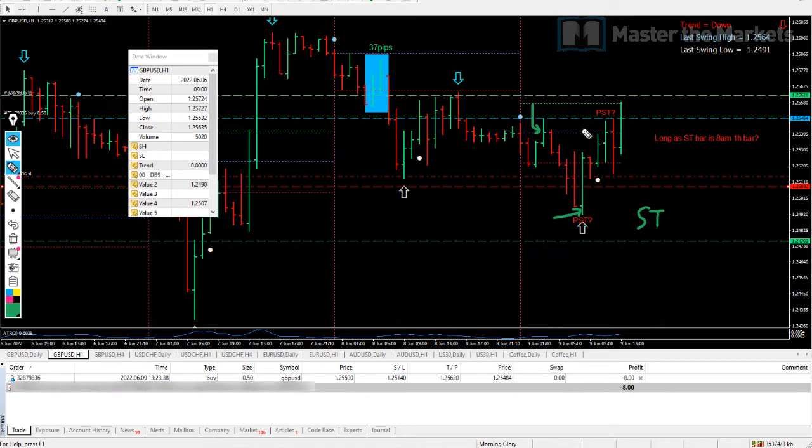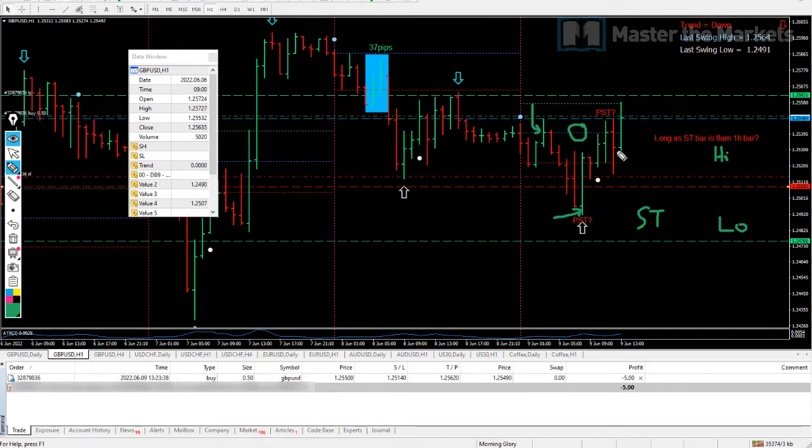How do you identify which is the stretch bar? Look at this one here. This is the blue dotted line, the one which crosses the open and the highest bar of the range for the moment, or the lowest bar of the range for the moment.